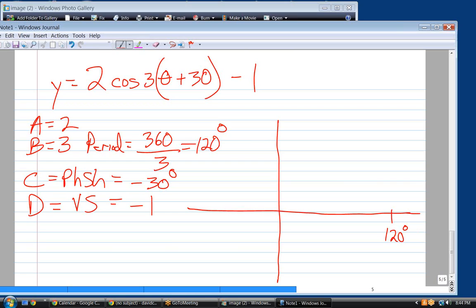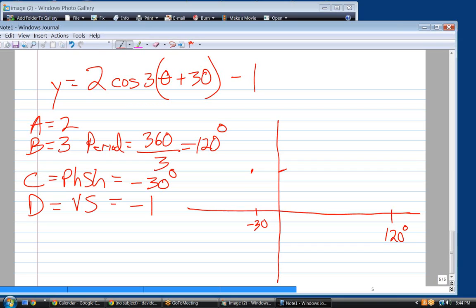First of all, since we have a phase shift, the best way to graph this is to start at the first point where we would normally phase shift. In other words, normally we would start the cosine right there. Now we're going to go 30 degrees left, and start it right there.